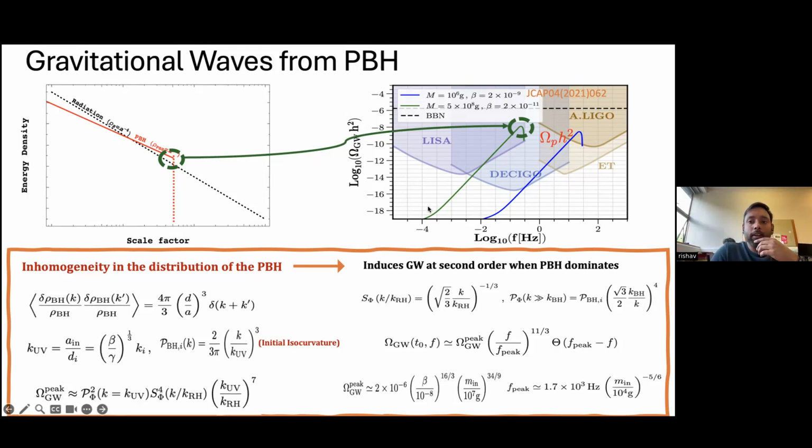So the spectrum looks like this. It increases, then it reaches the peak, and because of the evaporation, the spectrum falls very rapidly. Now this peak corresponds to the point when PBH evaporation took place. If we consider an instantaneous evaporation of PBH, this peak corresponds to that epoch. So this is how one can generate gravitational waves, the scalar induced gravitational wave, because of the distribution of PBHs.